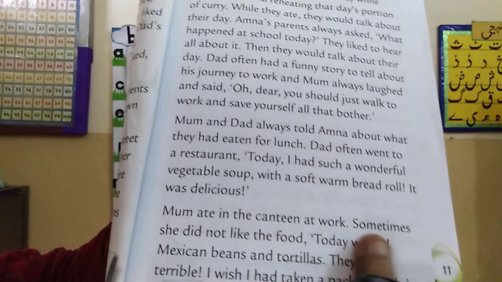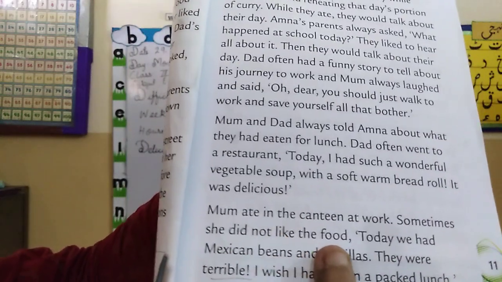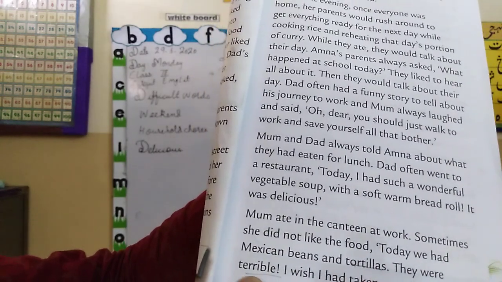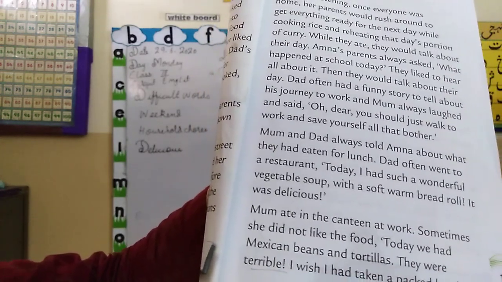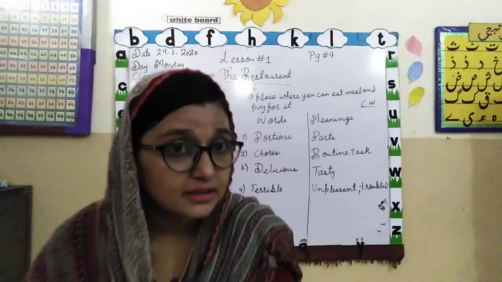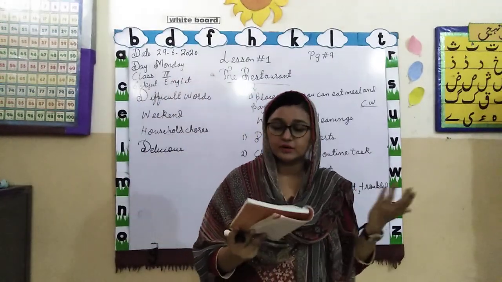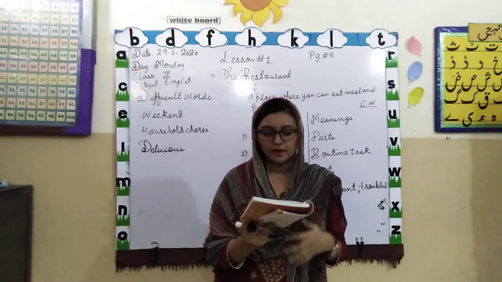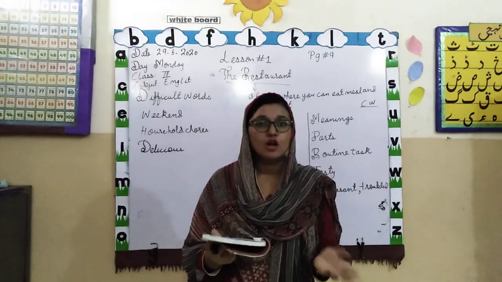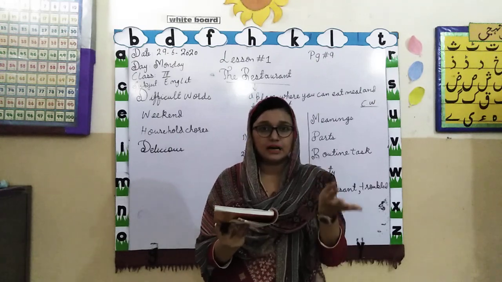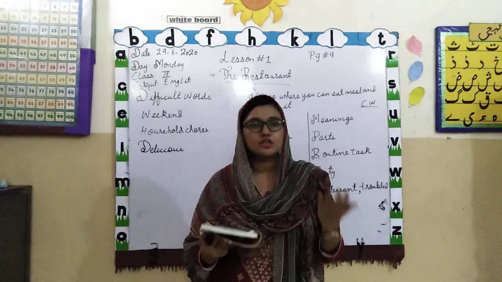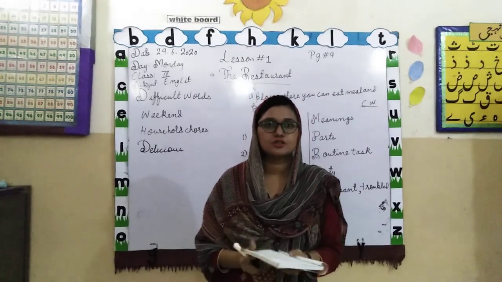Now look at the paragraph. Mom ate in the canteen at work. Sometimes she did not like the food. "Today we had Mexican beans and tortillas. They were terrible. I wish I had taken a packed lunch." Now, like father, he also visited the restaurant. Like mother also ate at the canteen at work. Sometimes she did not like the food. So like today, we had Mexican beans and tortillas. They were terrible, and she wanted to pack her lunch.